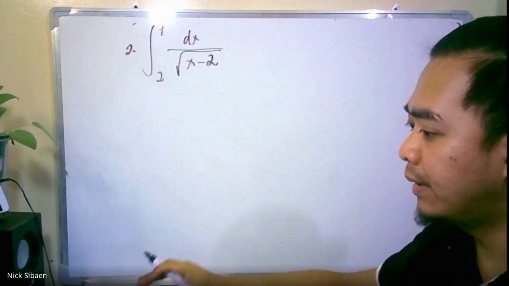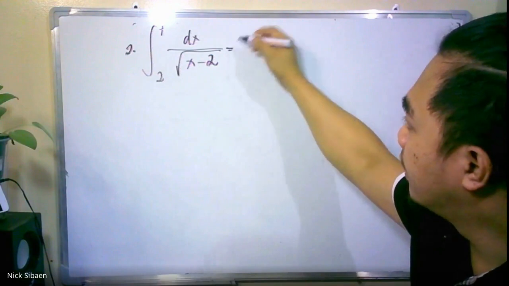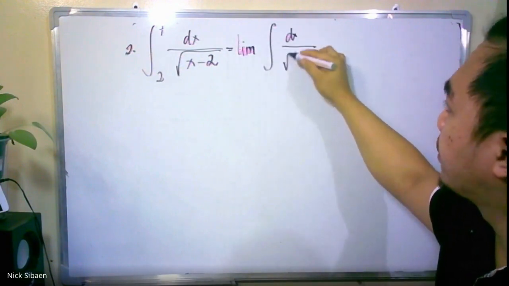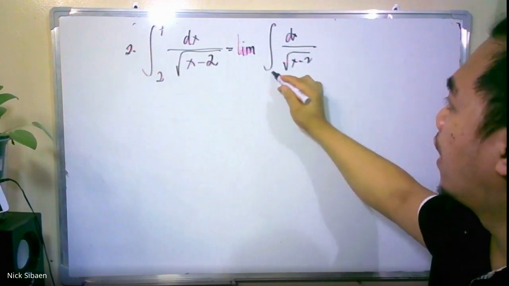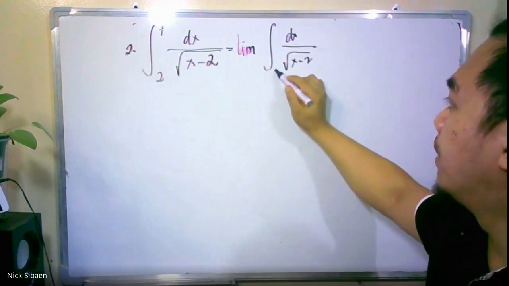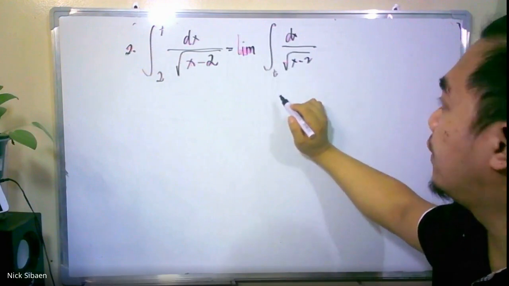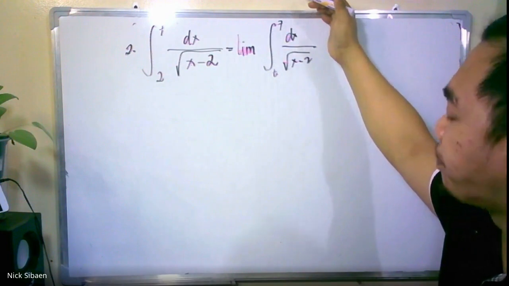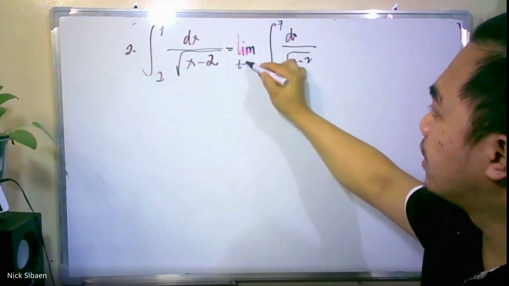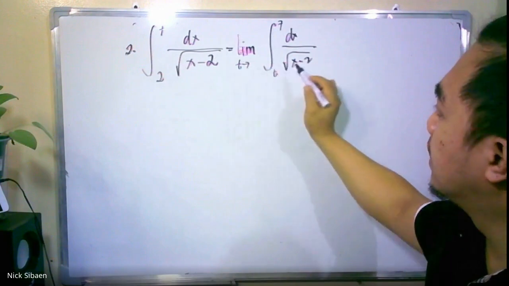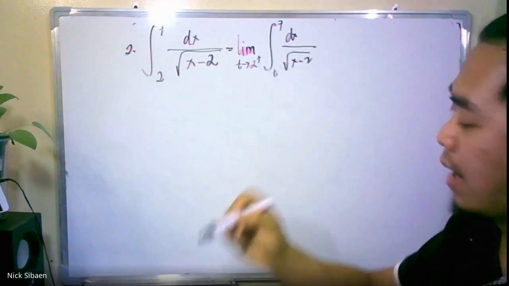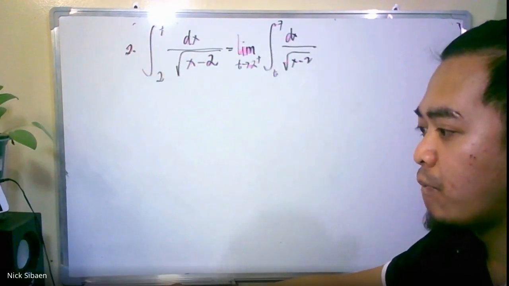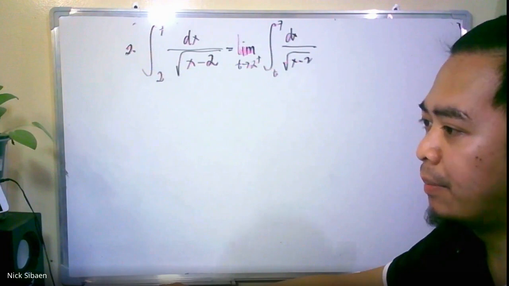So if we're going to build the limit that we're going to answer later, it should be integral of the same function, of course, square root of x minus 2 from t, kasi nandyan yung infinite discontinuity, to 7. Okay lang yung 7, walang problema kay 7. As t approaches 2 from the right. Bakit from the right? From the left.